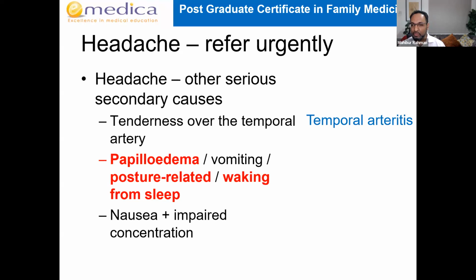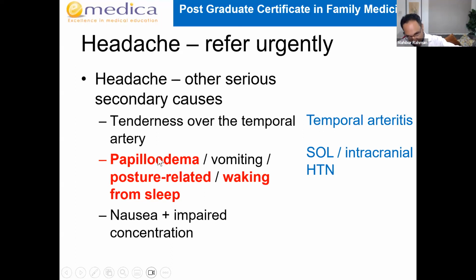Okay, yeah. So someone suggested, could it be Meniere's? So Meniere's wouldn't cause papilledema. Meniere's can be posture related, and it can cause vomiting, but it wouldn't cause papilledema, especially, I mentioned it's bilateral. What you should be thinking about is a space occupying lesion. So a brain tumor or something like that will cause bilateral papilledema. And because of that space occupying lesion, you get intracranial hypertension. So that's why it's posture related, and they'll often get that vomiting in the morning.